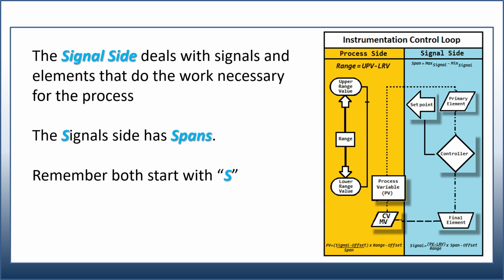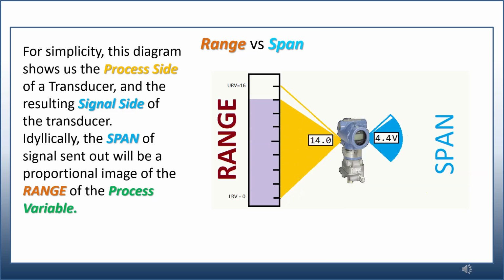The signal side deals with signals and elements that do the work necessary for the process. The signal side has spans. Just remember that both span and signals start with S. For simplicity, this diagram shows us the process side of a transducer and the resulting signal side of a transducer. Ideally, the span of the signal sent out will be a proportional image of the range of the process variable.